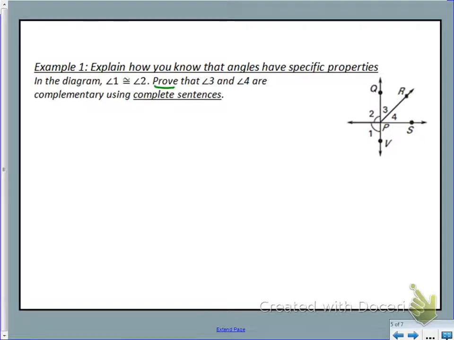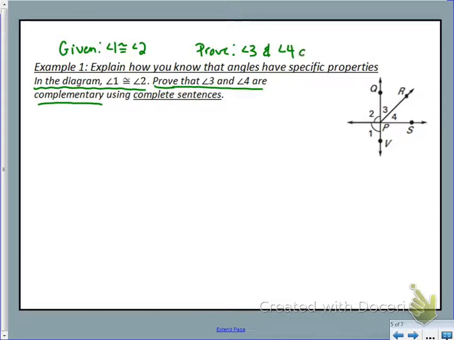So here's the big idea with a proof. You're going to be given either a fact or multiple facts. In this case, we were given angle 1 is congruent to angle 2, and we're asked to prove that angle 3 and angle 4 are complementary. So here's how it works. The beginning is what you're given, so we're going to begin here. And we're going to end once we get to the point that angle 3 and angle 4 are complementary.